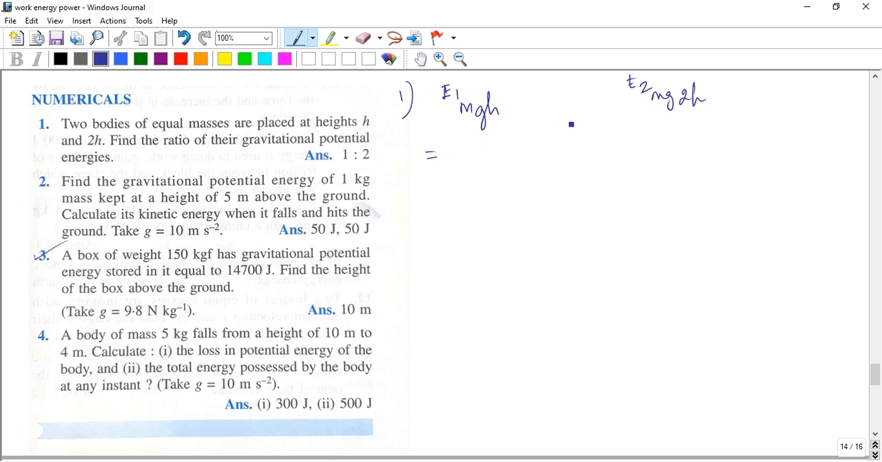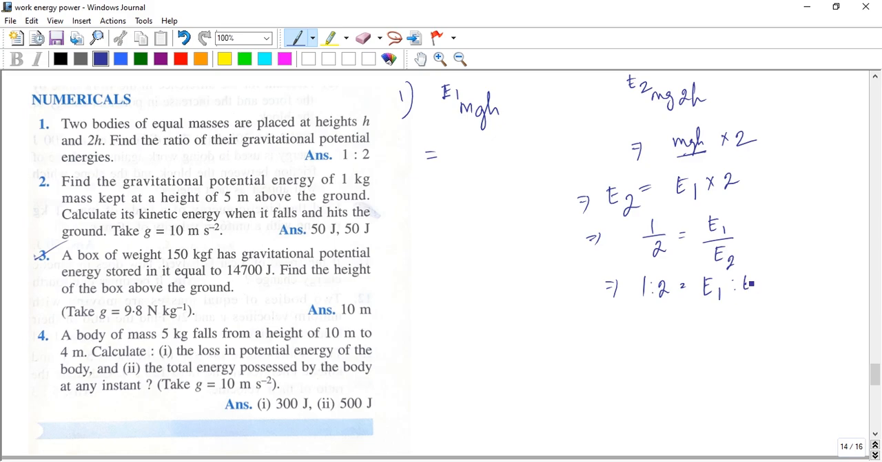Energy E1 is mgh and energy E2 is mgh times 2. If we cross multiply here, we get E1 by E2 as 1 ratio 2. That is the ratio of their gravitational potential energy. Very easy. One key point, just keep it in your notes.